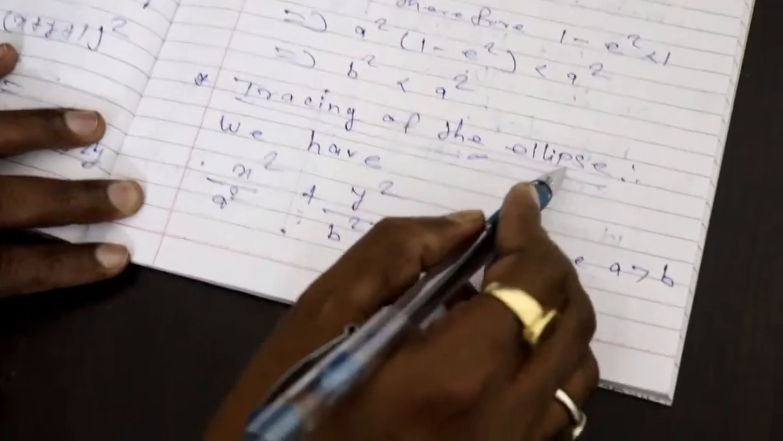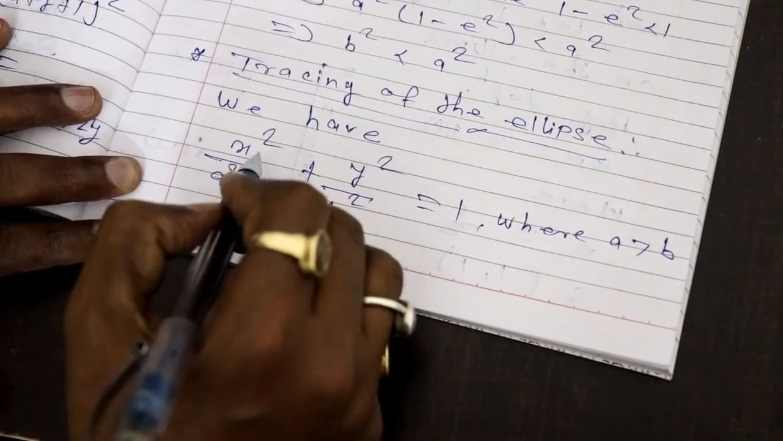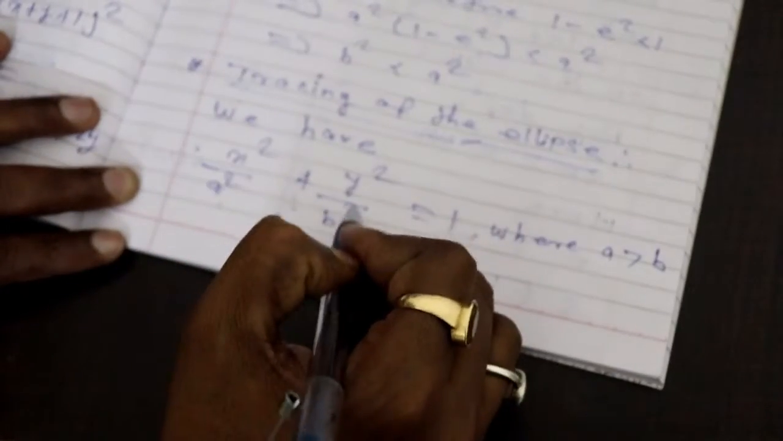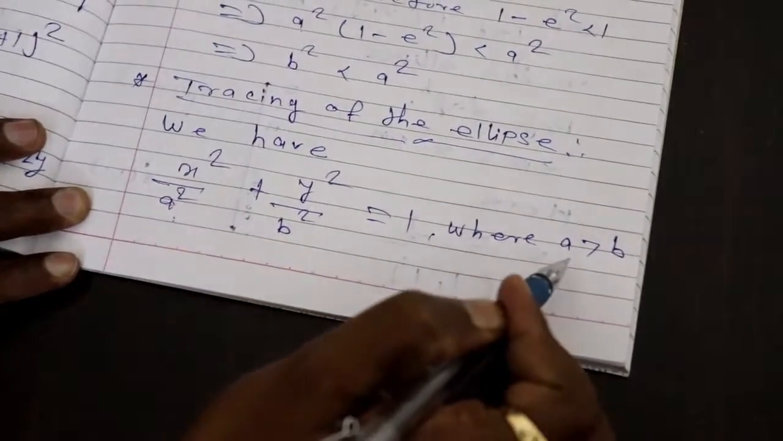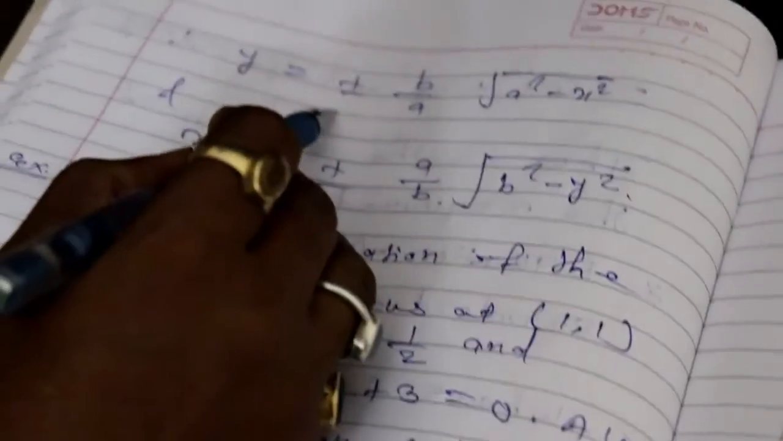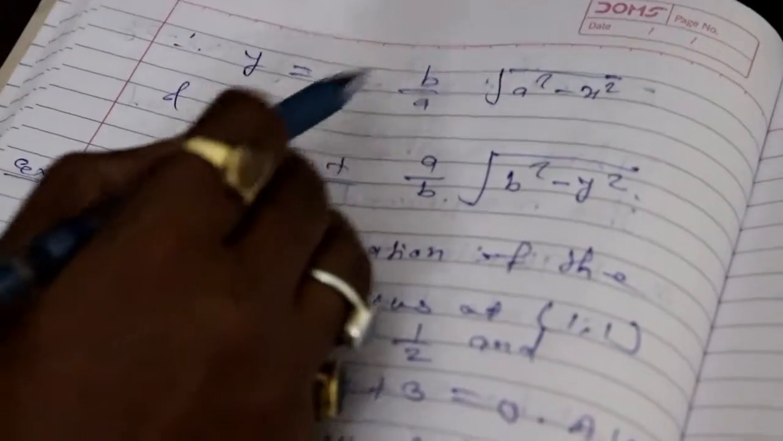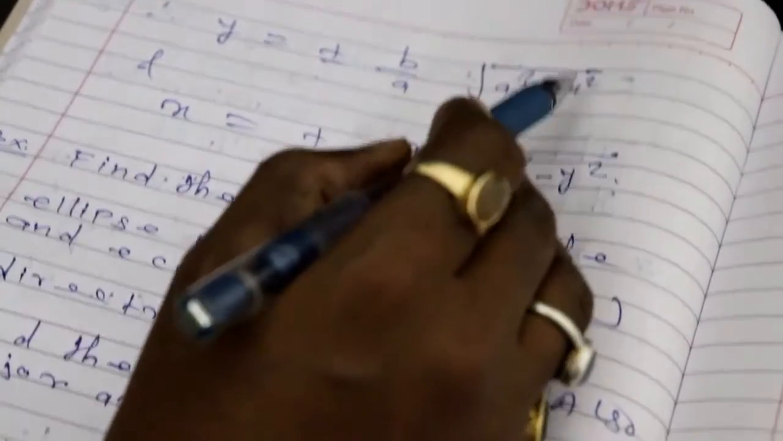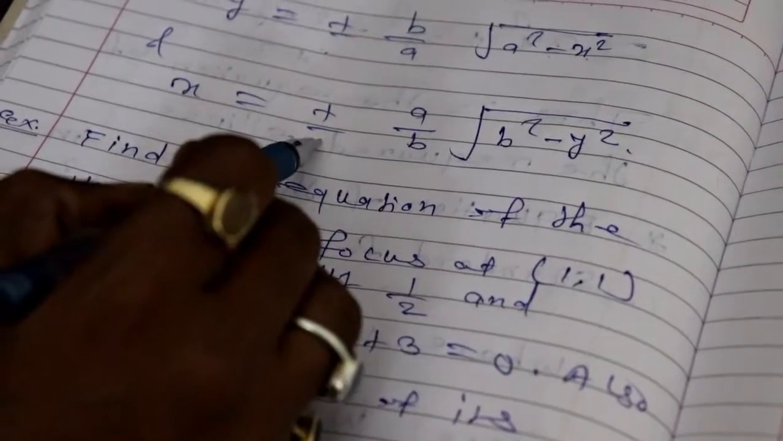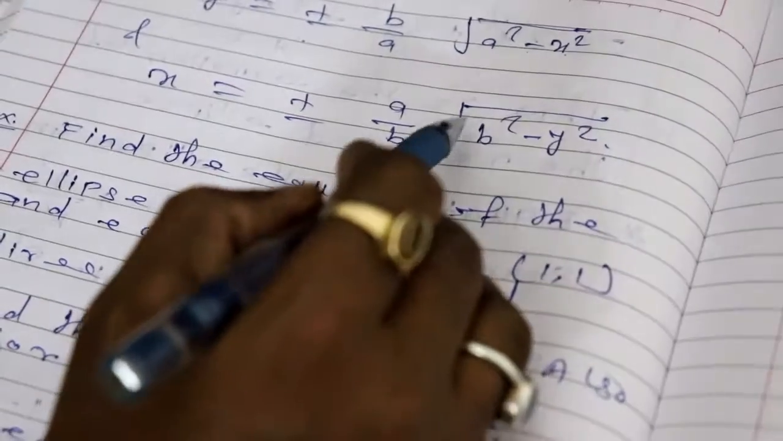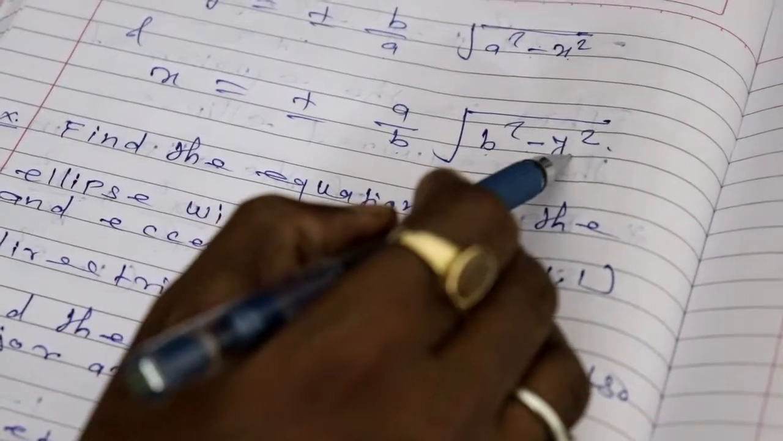Tracing of the ellipse: we have x²/a² + y²/b² = 1, where a > b. Then what are the values of x and y? Therefore y = ± (b/a)√(a² − x²), and x = ± (a/b)√(b² − y²).